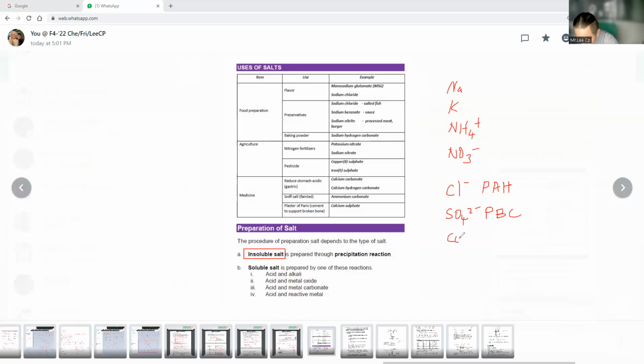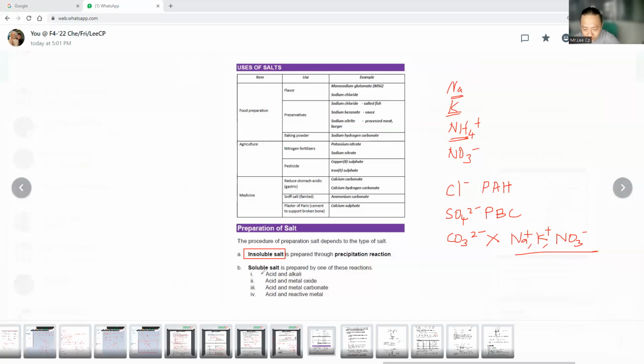Still got carbonates. Are all carbonates soluble or not? Not soluble, all right? All carbonates are not soluble except sodium, potassium, and ammonium, because these 3 are all soluble already. So if you want to make an insoluble salt, you have to choose one soluble, the other one not soluble. So you mix them, then you become one not soluble salt, an insoluble salt, right?